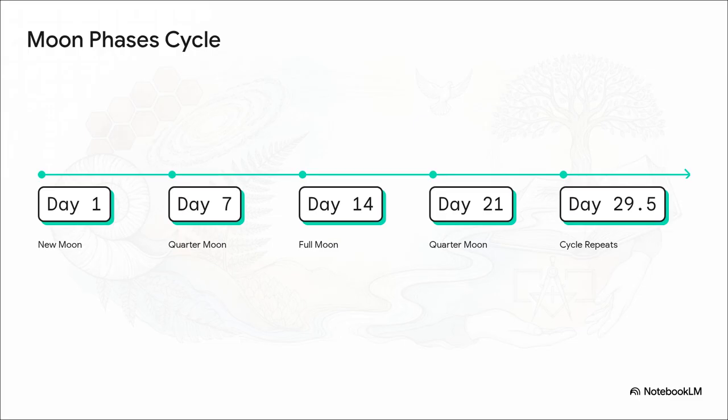Let's move to a real-world case study to see how this builds. Tracking the moon's phases perfectly demonstrates this whole concept. On day 1, we start with a new moon. By day 7, boom, there's a quarter moon in the sky. Day 14 brings us that brilliant full moon. Day 21 is another quarter moon, and exactly by day 29 and a half, the entire cycle repeats itself. Because early scientists tracked this precise 29.5-day cycle night after night.